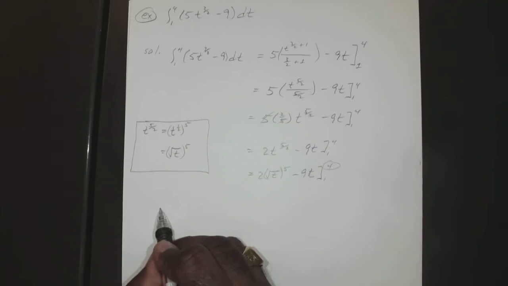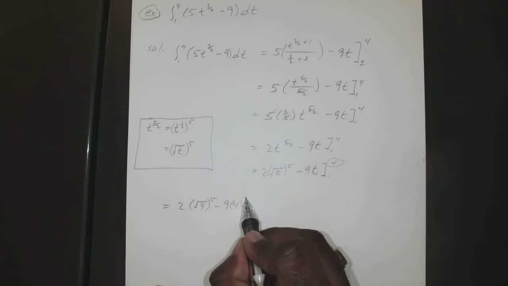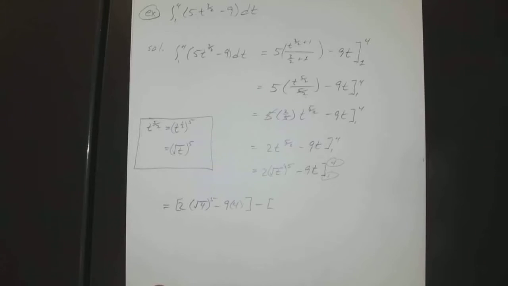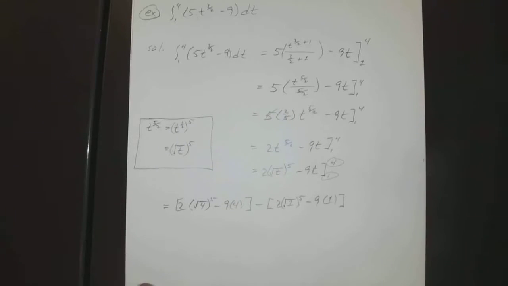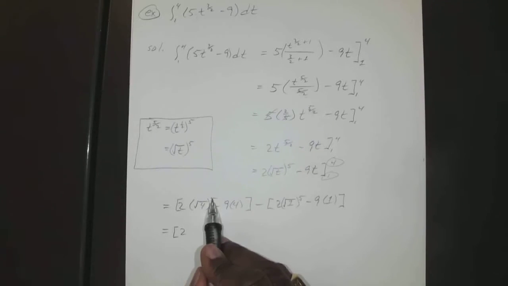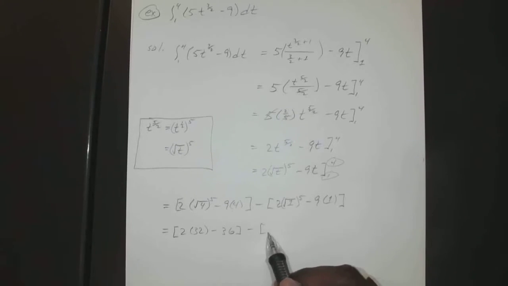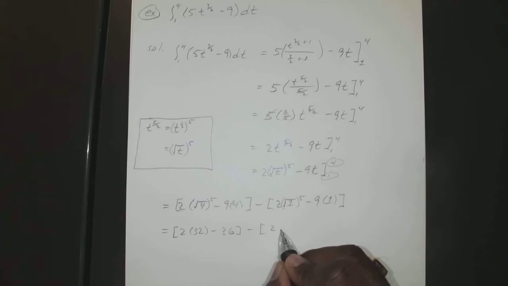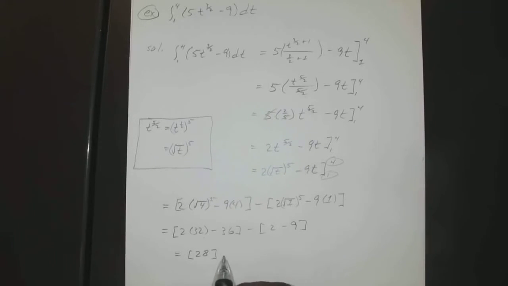Okay, so now you plug in your 4. So 2 times square root of 4 to the 5th power minus 9 times 4, minus, you plug in your 1. 2 times square root of 1 to the 5th power minus 9 times 1. Okay, so you have 2. Square root of 4 is 2. 2 to the 5th power is 32 minus 36, minus 1 to the any power is just going to be 1, minus 9. Okay, so we have 64 minus 36, which is 28, minus -7, which is 35.